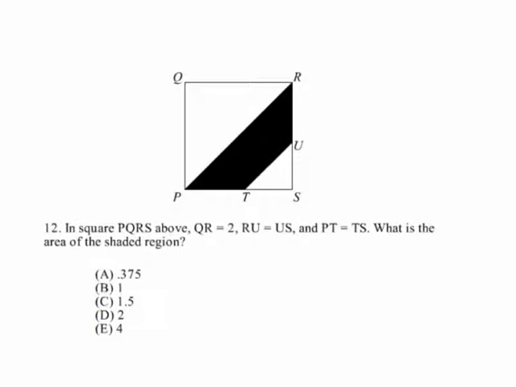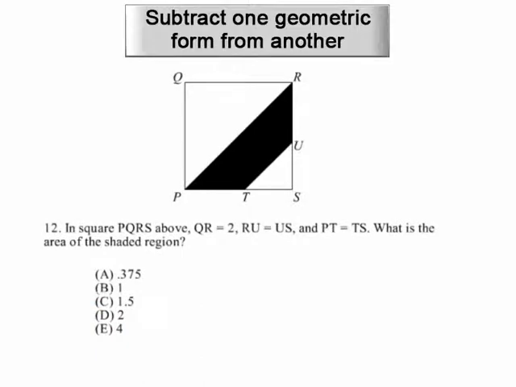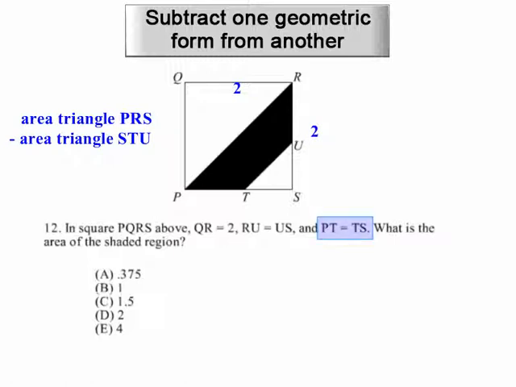Remember that when you see a shaded region, you're going to be subtracting one geometric form from another. In this case, we're going to subtract the triangle, the smaller triangle, STU, from the bigger triangle, PRS. Let's look at what they tell us. They tell us the sides of the square are 2. And they tell us that PT equals TS, and that RU equals US.